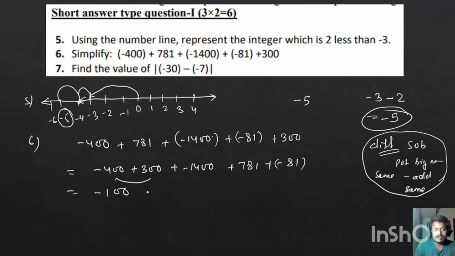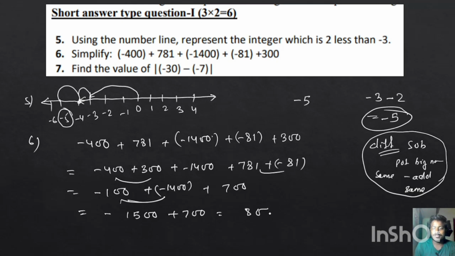Now plus 781 minus 1400. Here is how to solve. Now here is a different sign, so 781 minus 81 is 700, put the bigger number's sign, that is plus. Now here is the same sign, so put the same sign and add the numbers, that is 1500. So plus 700 again. Now different sign means we subtract, that is 800. Put the bigger number's sign, that is minus. So the answer is minus 800.